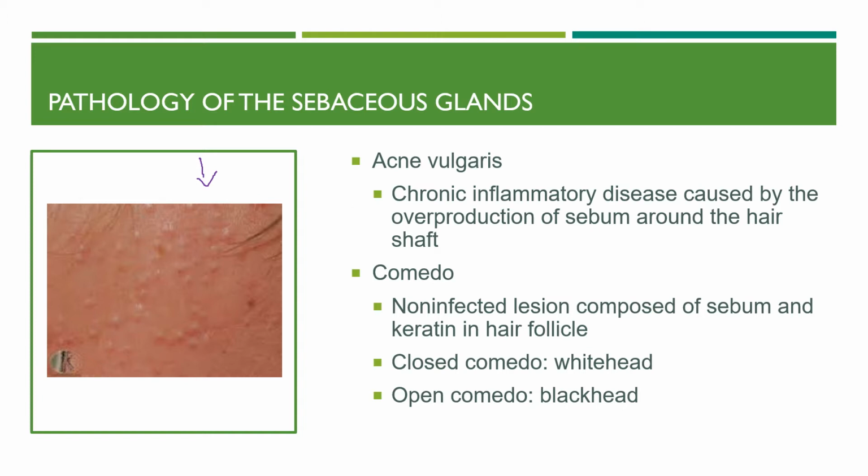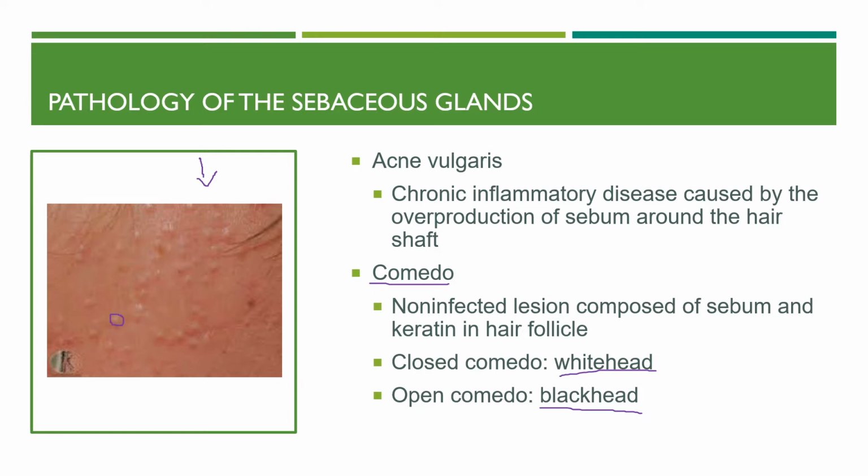Now, the second thing on here is a comedo. A comedo is a non-infected lesion composed of sebum, and it's located in the hair follicle. So the common terms that you would know these as would be a white head and a black head. And in this picture here, you're seeing some of these, what we call white heads.